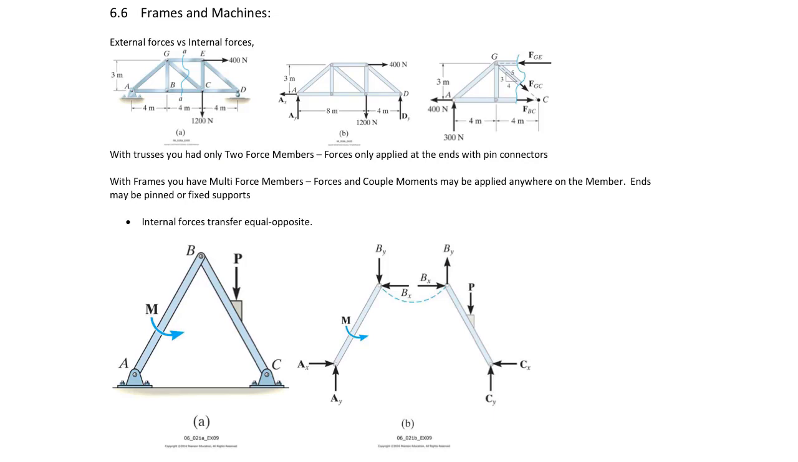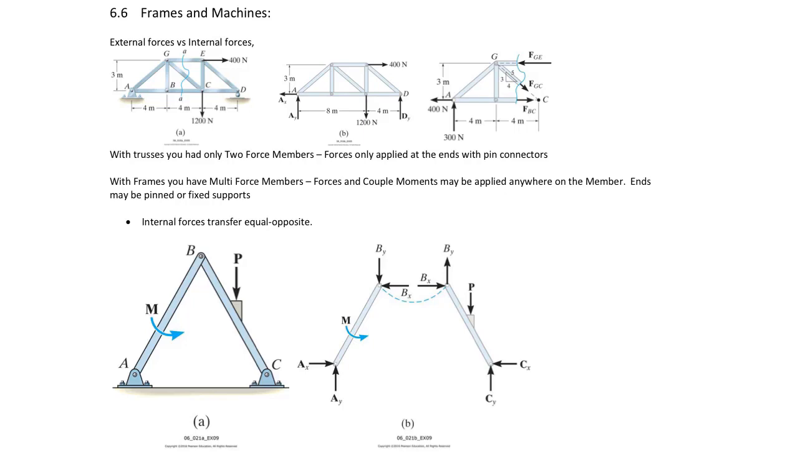So then back to chapter 6, frames and machines. Again, we're just reviewing a little bit. We've talked about external forces and internal forces. These are external forces here. What goes on the inside is internal forces. When we had a truss, we only had 2 force members, and forces were applied only at the ends with pin joints or pin connectors. However, with frames, we have multi-force members, and forces and couple moments could be applied any place on the member. The ends may be pinned, or they may have fixed supports, or something else.